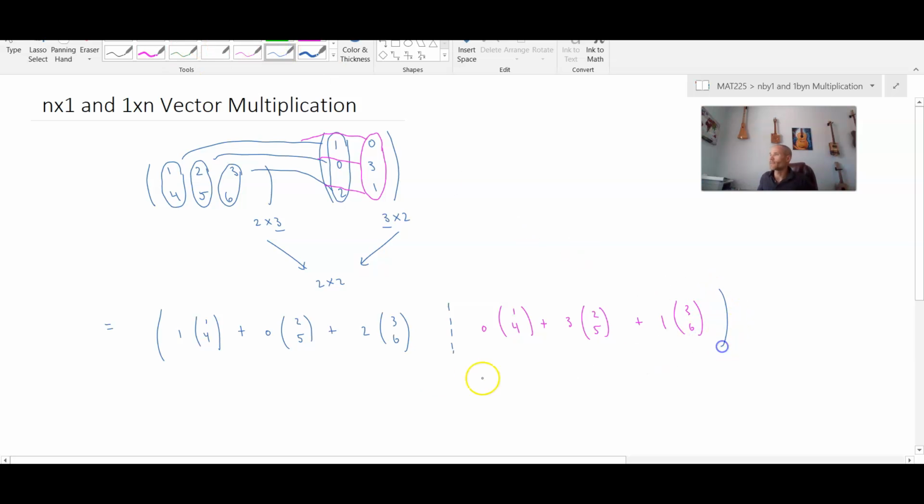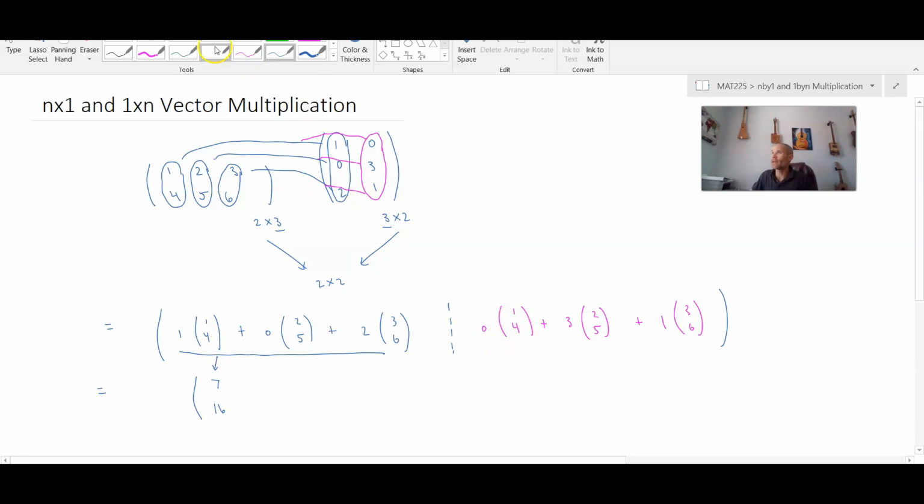Now, all that's left to do is to reduce these. 1 times 1 plus 0 times 2 plus 2 times 3 will give me 7. So that's the top component of this first linear combination. And then I'll have 1 times 4 plus 0 times 5 plus 2 times 6, which gives me 16. And so that is what this vector linear combination produces. Now I don't need to put it in vector form anymore. The only reason we wrote it like this is to show how the arithmetic takes place.